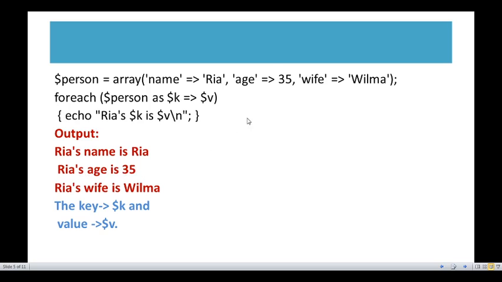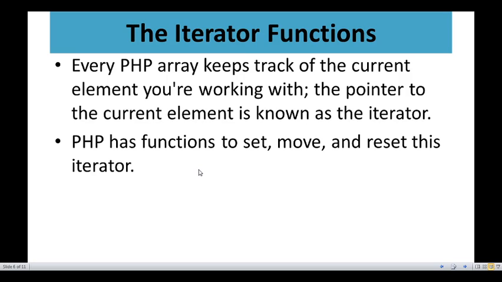Here you can write Riya's age. See, here is now Riya's age. The value of the key age is 35. So Riya's age is 35. Next is Riya's wife is Vilma. See, here is name Riya, $k is your key, wife is Vilma.